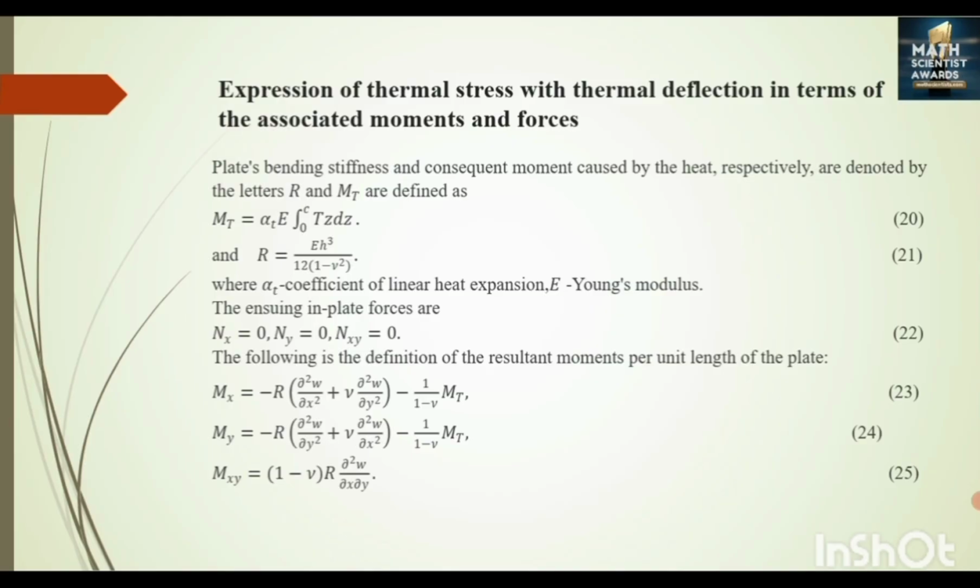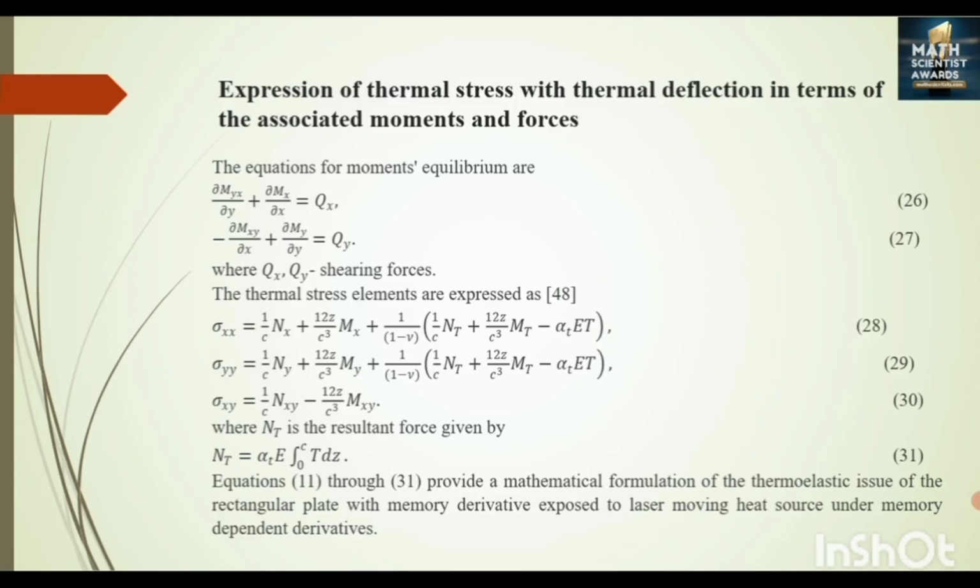The ensuing in-plane forces are shown in equation number 22, and by using the definition of resultant moment per unit length of the plate, equations number 23, 24, 25 are given. Also, the equilibrium equations for the moments are shown in equation number 26, 27, where Qx, Qy are the shearing forces. And equations 28 to 30 show the thermal stresses in terms of thermal bending moment, forces, and temperature function. Here the resultant forces are shown in equation number 31. And equations number 11 to 31 provide the mathematical formulation of the problem for a rectangular plate with the memory derivative and exposed to the laser moving heat source under memory derivatives.